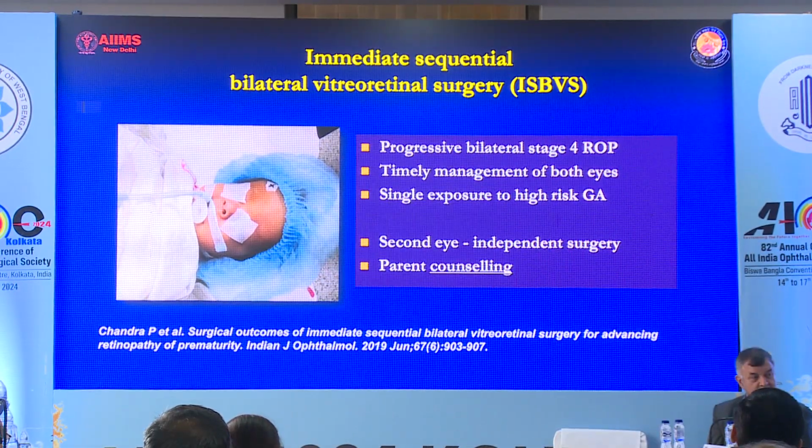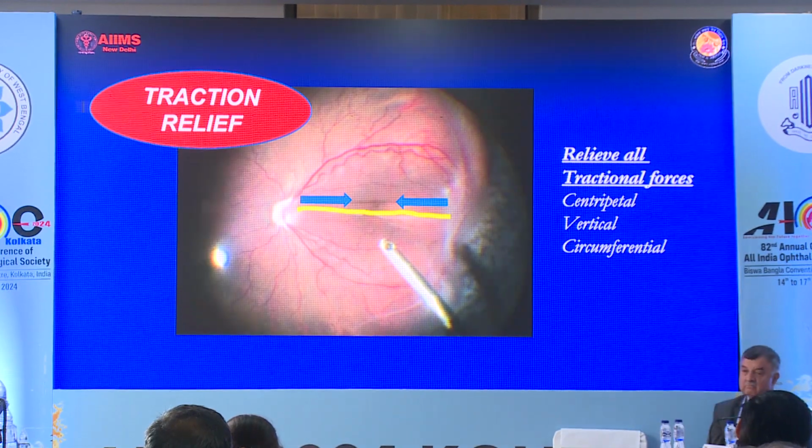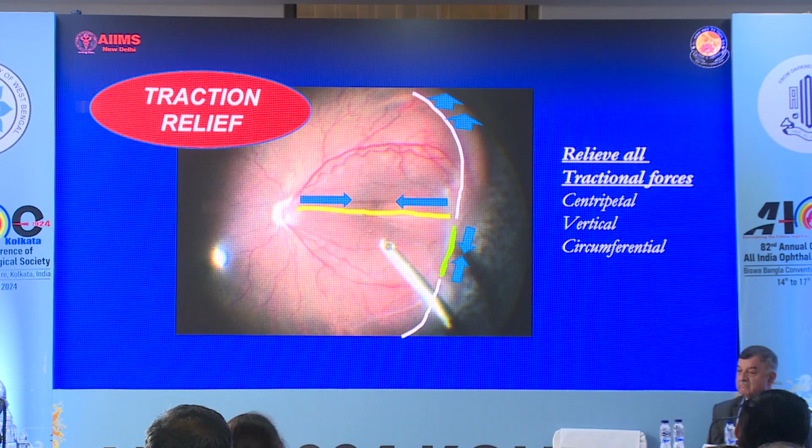And we like to do bilateral surgery if both eyes are progressing simultaneously. It allows for single exposure to high-risk GA. Obviously, patient counseling is important and it needs to be like 2 different surgeries. Basic principles are same. You need to do centripetal, vertical, circumferential traction relief.